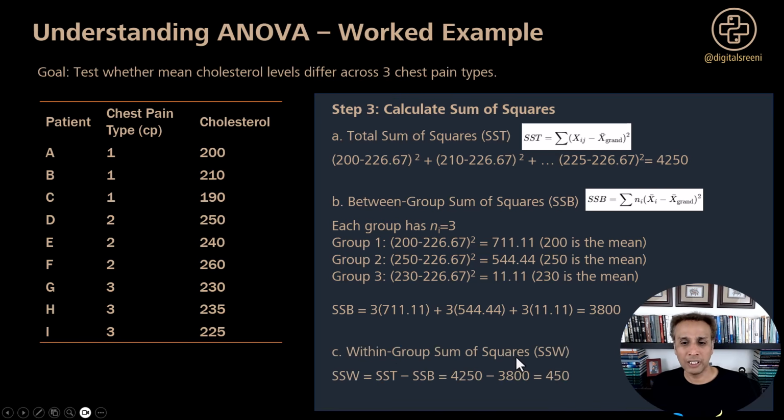And finally, within group sum of squares, from our initial assumption, SSW equals SST minus SSB, or SST equals SSW plus SSB, right? So we know that within group sum of squares is this minus that, so we can get 450 right there. Okay, so we have all these values.